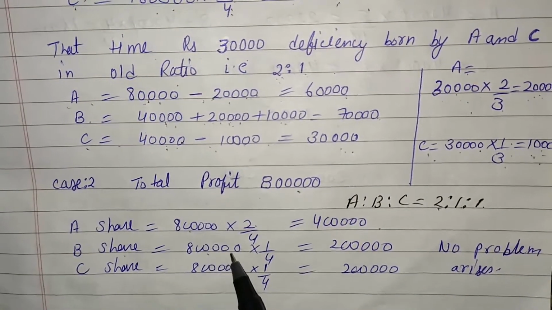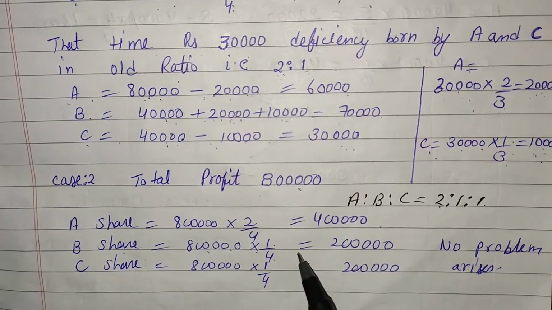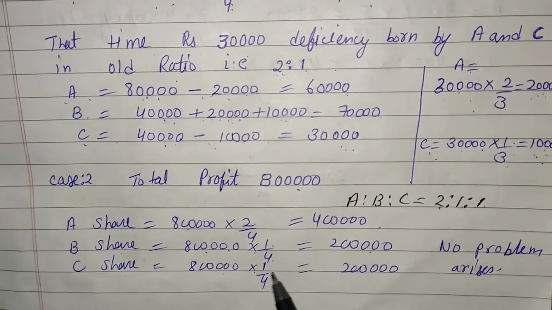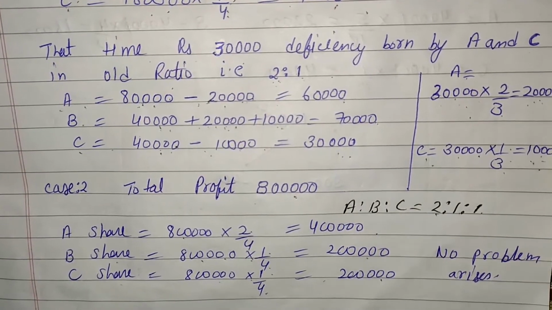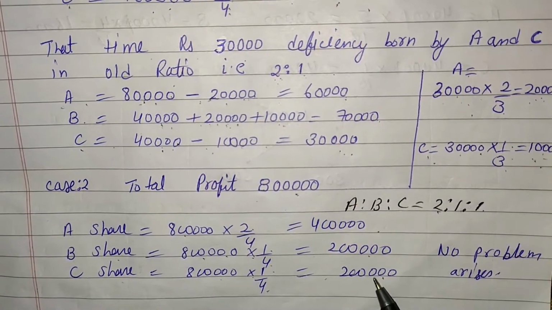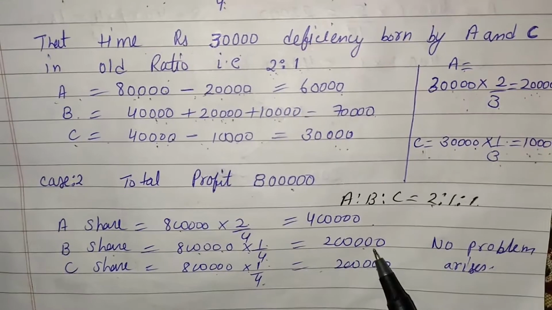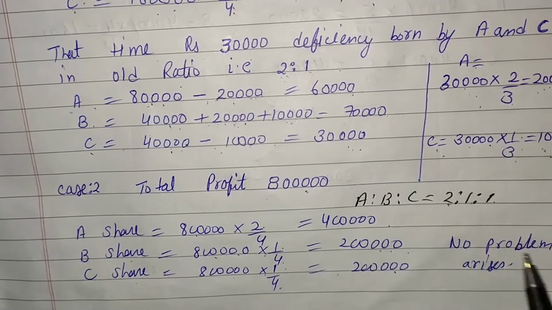B's share: 8 lakh multiplied by B's share 1, total of this is 4. Now B is getting 2 lakh. Just like that, C: 8 lakh multiplied by C's share 1, total 4. Now C is getting 2 lakh. Here A and C give a guarantee that B will at least take 70,000. But in this case, B is getting 2 lakh. That time no problem arises.